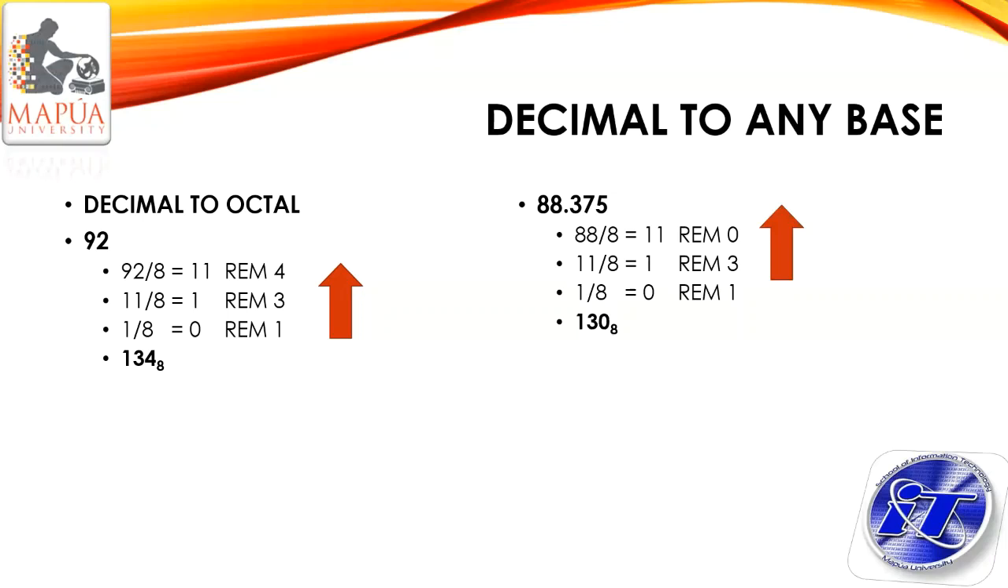Now let's proceed with 0.375. So multiply by 8. So we have 3.00. Get the whole number, get the fraction. Fraction is equivalent to 0, so therefore we stop. So the final answer for 0.375 is equivalent to 0.3 in octal. Just append these two answers to get the final answer, which is 130.3 base 8.